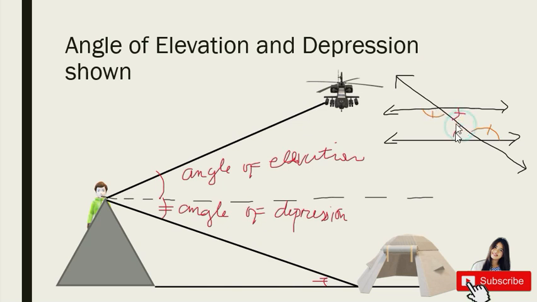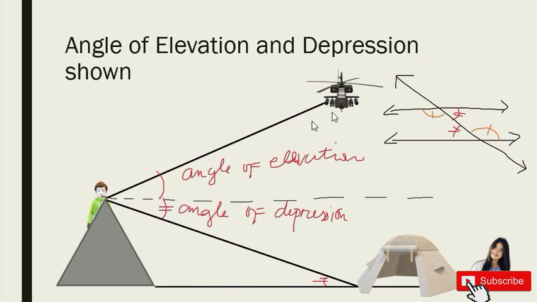Because look, from what is given here, when we have a topic in math called parallel lines cut by a transversal, the opposite interior angles are actually equal. So this angle of depression is equal to this angle. Alright, so I hope angle of elevation and depression is now clear.